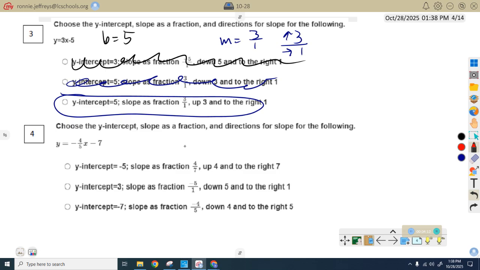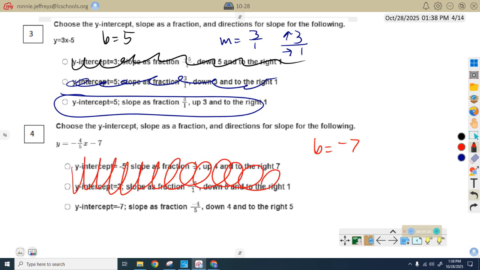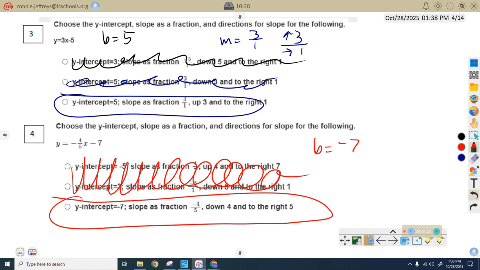All right, choose the y. All right, so our y-intercept is -7. There's only one of them with the y-intercept of -7. That's a B, by the way. That's not a 6. All right. And there goes people's credit. Now, so, again, mark out the stuff that's not close.